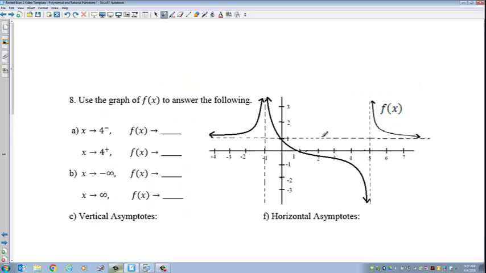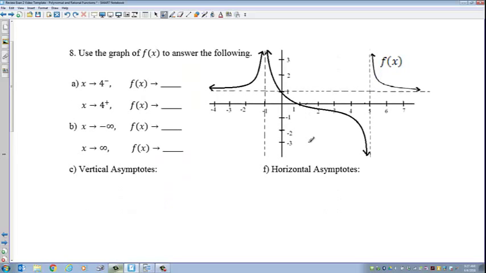So number 8. Oh, this is a good one. So just use the graph here to answer the following questions. And so we have this arrow notation. These sort of fill in the blanks. I like these here. So as x goes to 4 from the left, so here's 4. And we're going from the left. Oh, and I want to change this. This should be a 5. This should be a 5. So as I want to go towards this vertical asymptote.